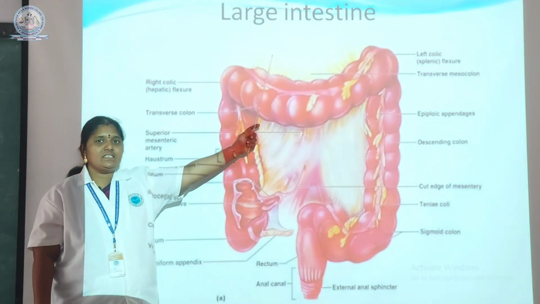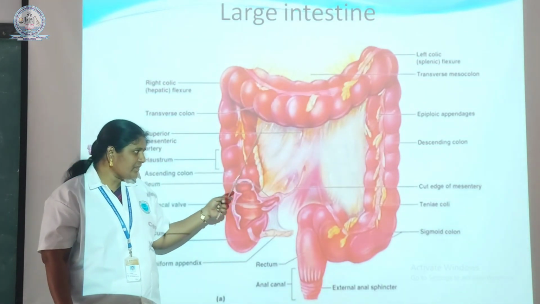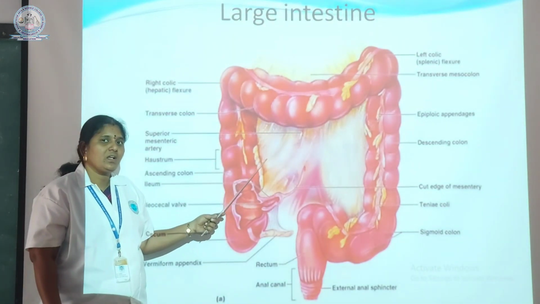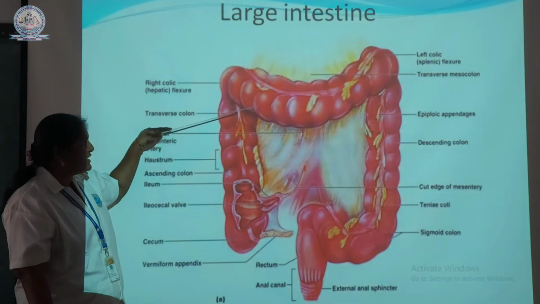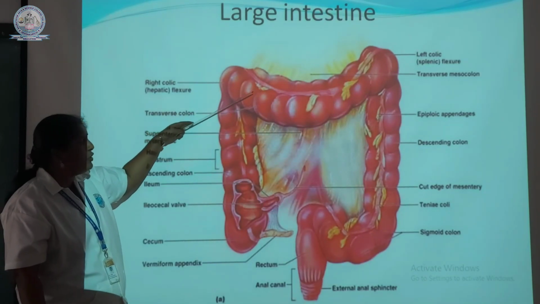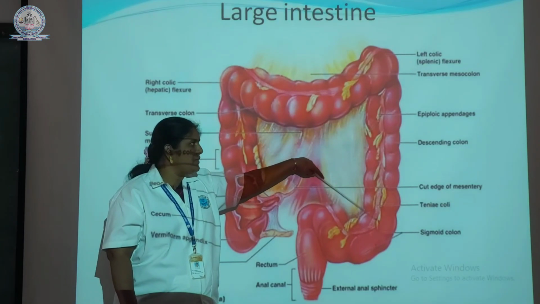Next one is the large intestine. This is the last part of the intestine. The large intestine is also called the colon. The colon has 4 limbs. This is the first limb, the ascending limb, followed by the transverse limb. This is followed by the descending limb.